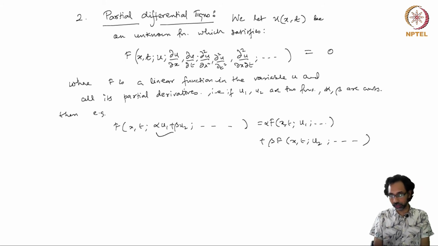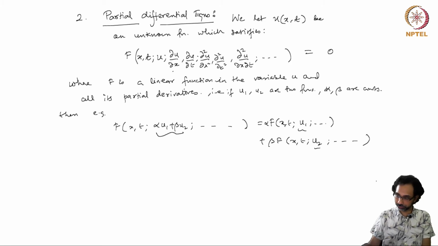So it is a linear function in each of these variables u and all its partial derivatives, whether it is first order, second order, whether it is mixed or not. It satisfies a linearity property.